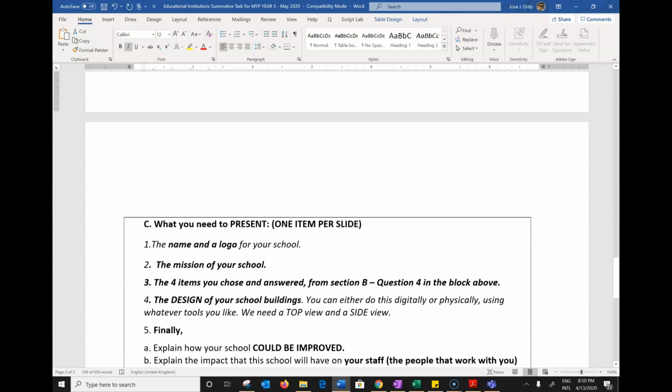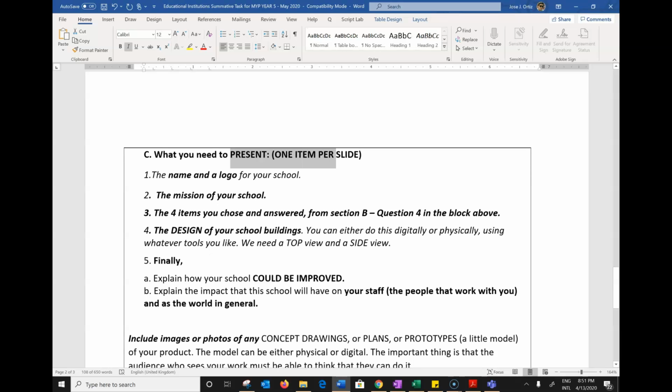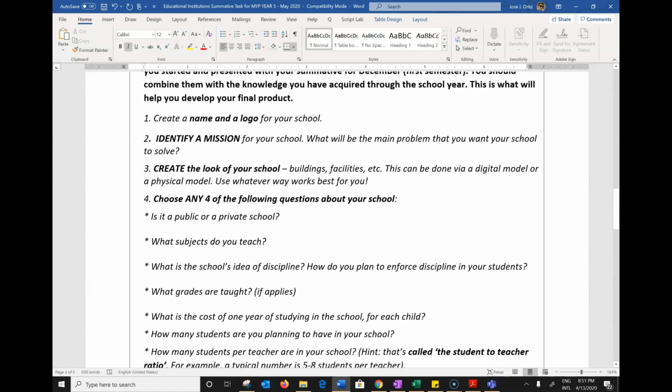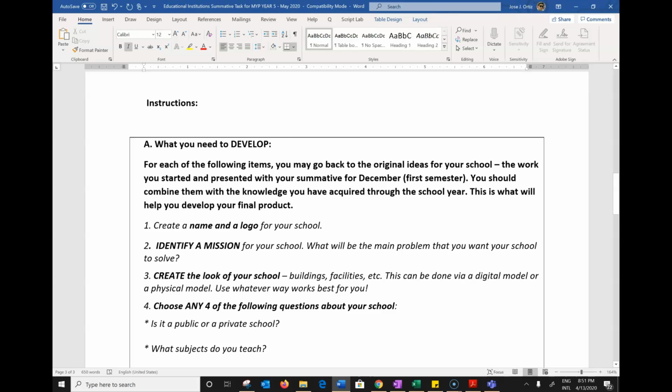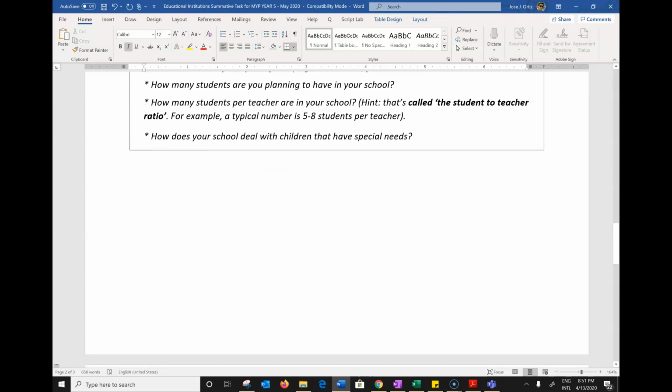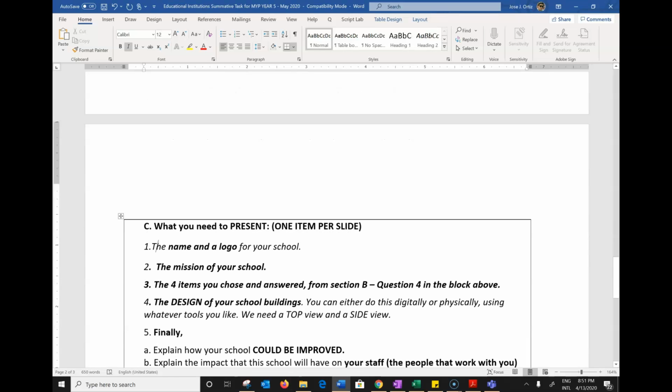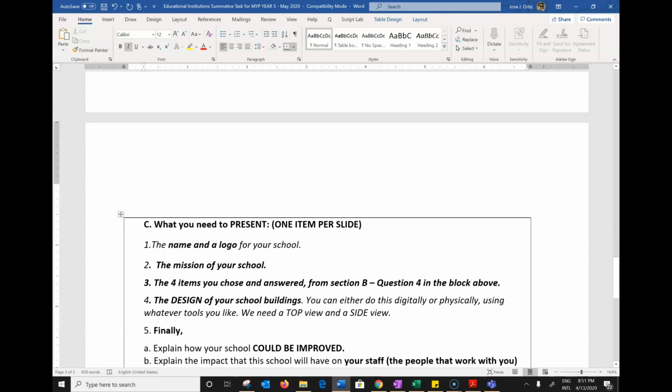And finally, for the section on what you need to present, of course, one item per slide. After developing this work, the rest is the easiest part, which is setting it on a slideshow or a presentation, whatever, video, whatever we end up doing. I suggest you build the presentation first, and then we'll take it from there. For your presentation, one item per slide of the following.